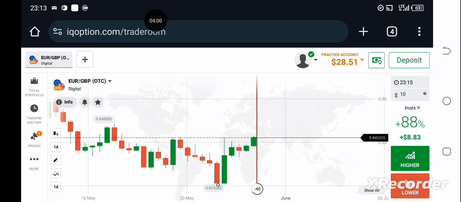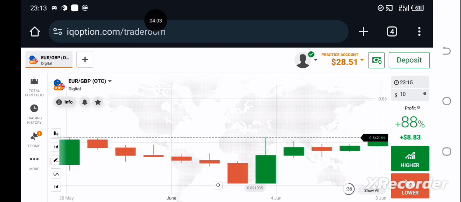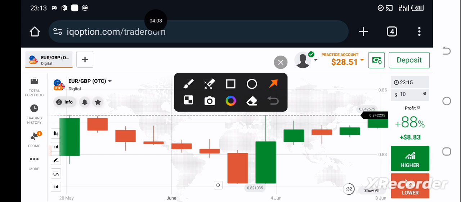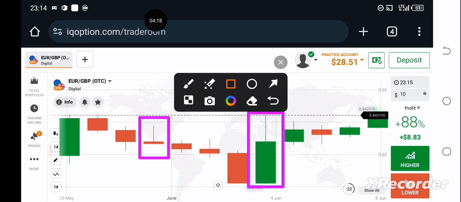Let me show you something. Let me zoom out. Alright, so you can see clearly. Look at this particular candlestick. It formed within a space of 24 hours, which is 1 day. Look at this particular candle. It also formed in a day, but their sizes are different. So it all depends on the strength of buyers and sellers in the market at that particular time.